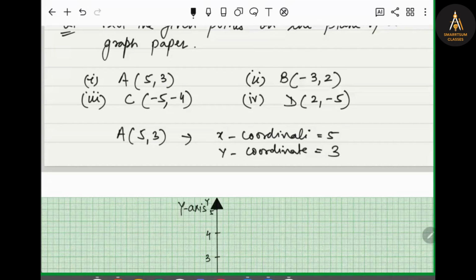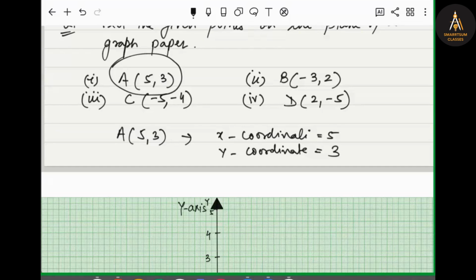Ma'am, but A is point A. Pardon? A means the point. A is the point and 5, 3 are the coordinates. So this is the way we write the point. That's how you will locate it on the plane of the graph paper. If you do not know the coordinates, you will not be able to locate it. You cannot plot it.